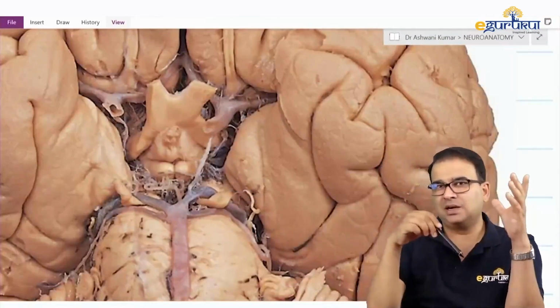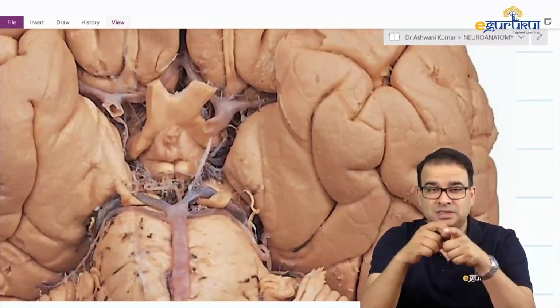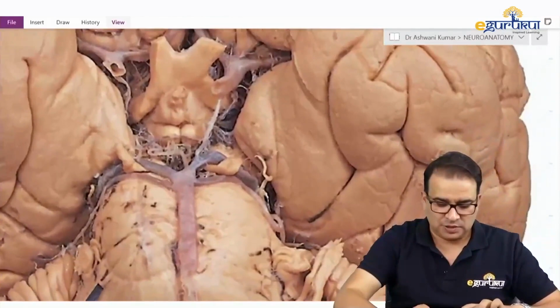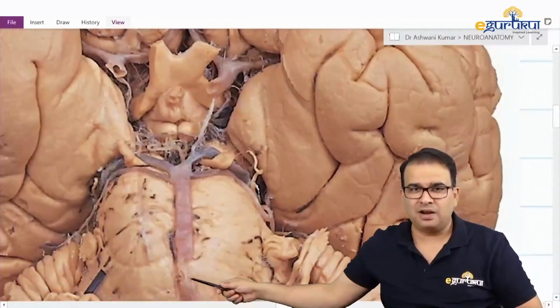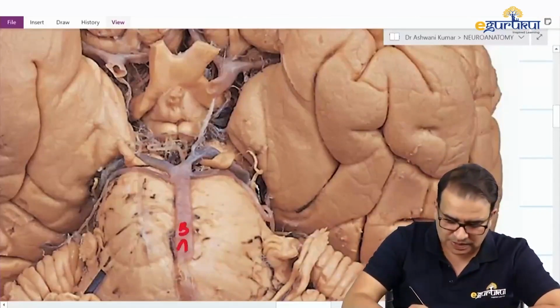And when we discussed the third and the fourth nerve in the cranial nerves, we said the nerves are coming out between the two arteries. I want you to appreciate the two arteries also. Guys, what artery is this? The artery running in front of the brainstem, that is the basilar artery, correct? That is the basilar artery.